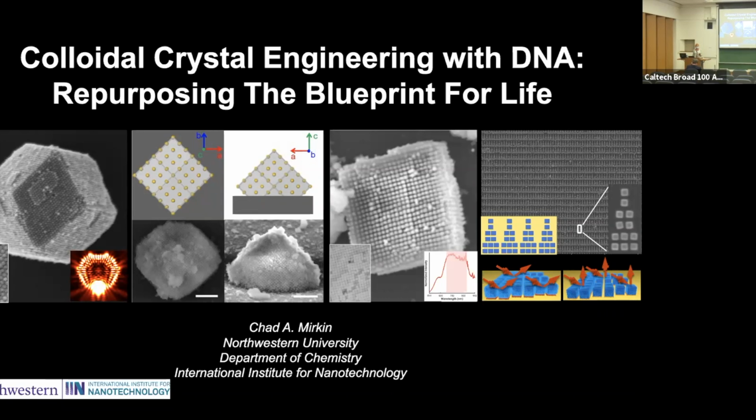So Professor Mirkin is the director of the IIN, the International Institute for Nanotechnology. He's a professor of chemistry, chemical and biological engineering, biomedical engineering, and material science and engineering, and also professor of medicine. I don't know how you acquired so many titles, but I think I got all of them right. Chad is a chemist and a world-renowned nanoscience expert who is known for his discovery and development of the spherical nucleic acid, SNA, and SNA-based biodetection and therapeutic schemes.